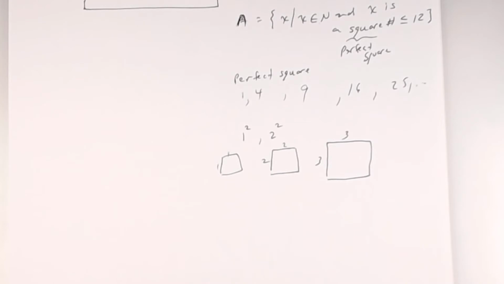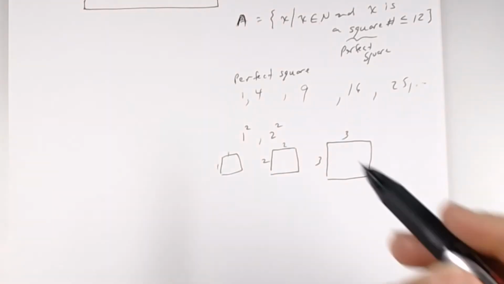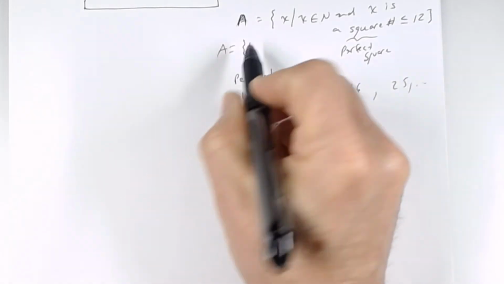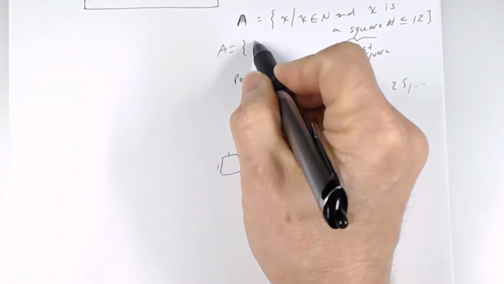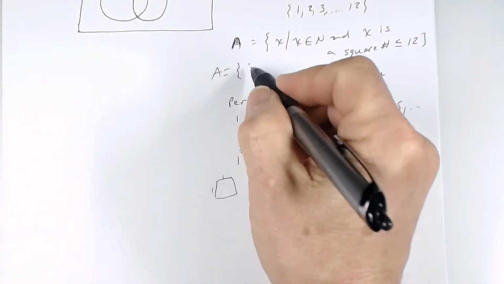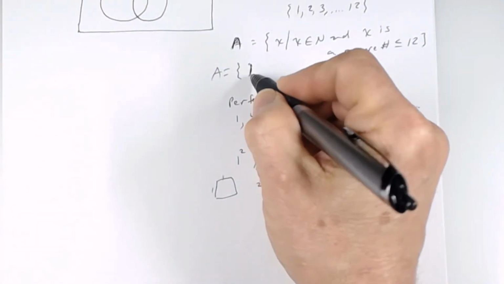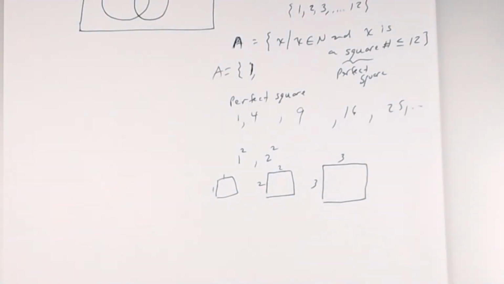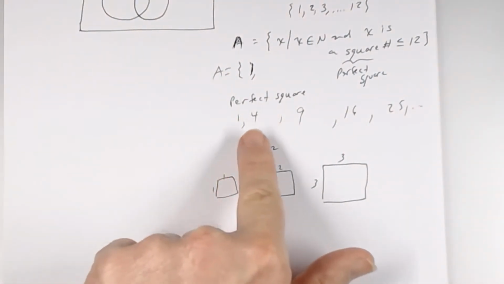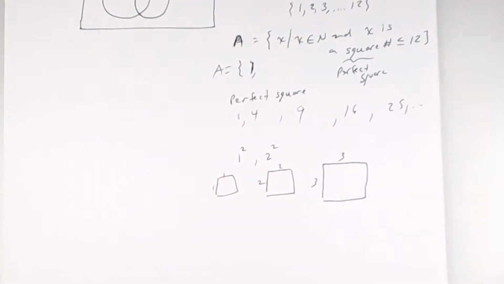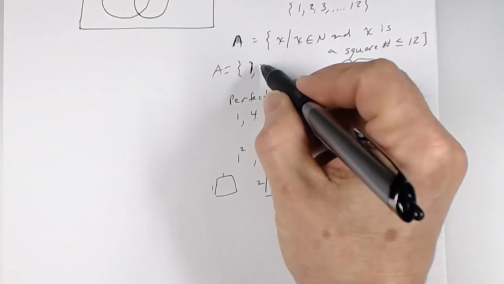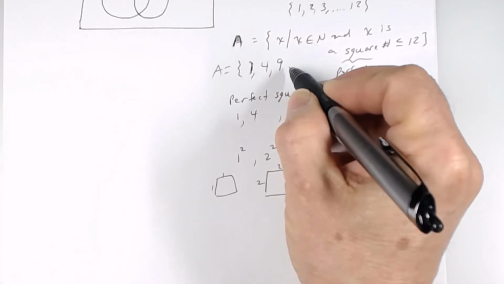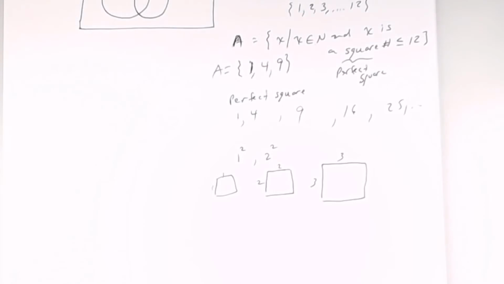Yes. So I'm going to go ahead and list this in roster notation. So in roster notation, set A is what? 1. What else? No. Perfect square. 2 is not a perfect square. These are your perfect squares right here: 1, 4, 9, 16, 25, 36, and so on. What's the next one? 4. What's the next one? 9. Am I done? Yes, because those are the only ones that are less than or equal to 12. So set A consists of how many elements? 3. They are 1, 4, and 9.